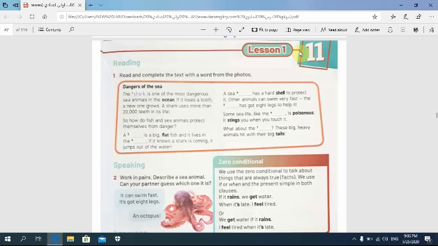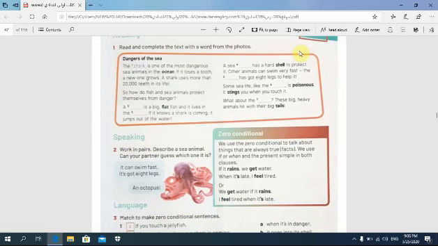Some sea life, like the jellyfish, is poisonous. It stings you when you touch it. What about the stingray? These big, heavy animals hit with their big tails.